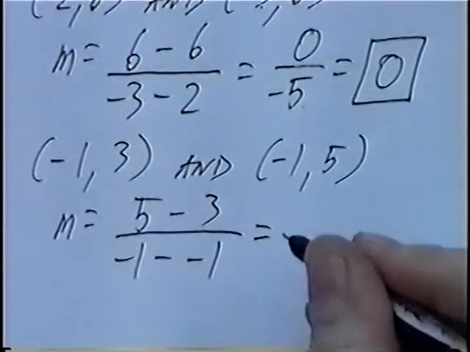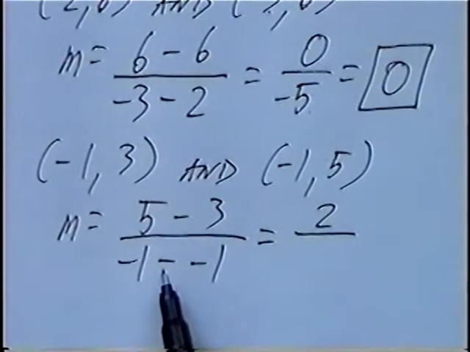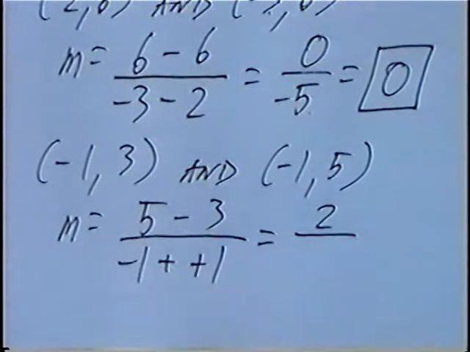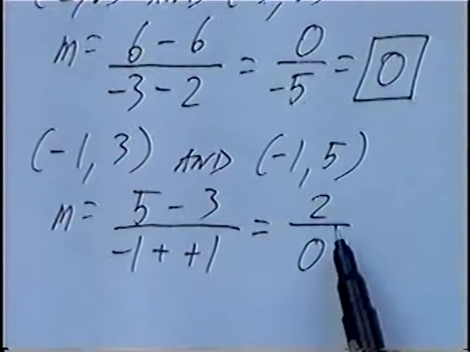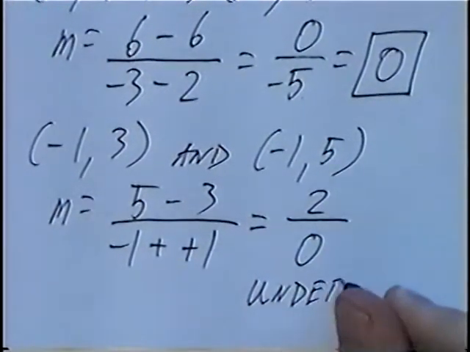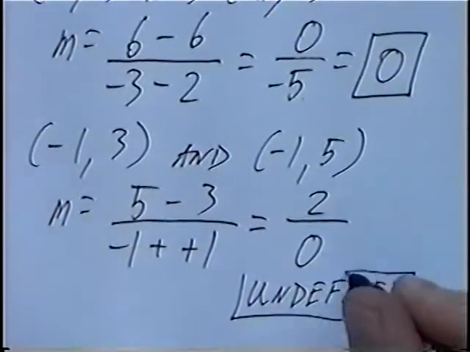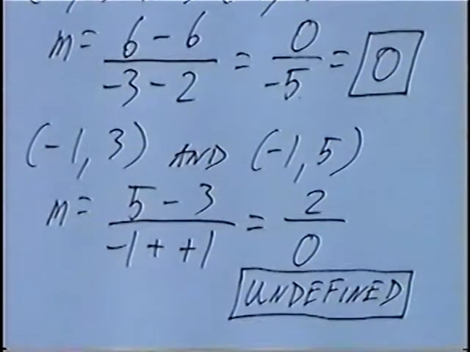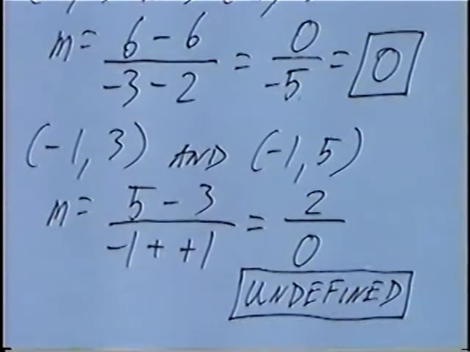Subtracting 5 minus 3 would be 2. -1 minus a -1, minus minus or two negatives again, we can change to addition, so -1 plus 1 would be 0. For this question, 2 divided by 0, or any number divided by 0, the answer would be undefined. It is impossible to divide any number by 0. So the slope would be undefined, or in terms of graph, the line would be a vertical line straight up and down.